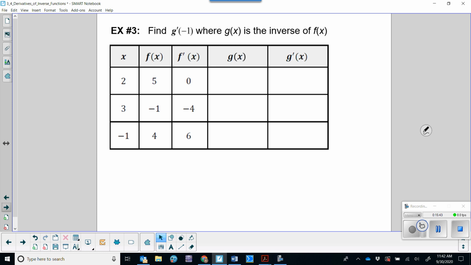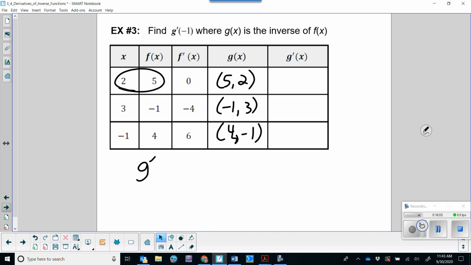So if the point is 2, 5 for x, f of x, for g of x, it would be 5, 2. And so on. So this would be -1, 3, and this would be 4, -1. So they're simply switched. You switch x and y. And then we can find the answer for g prime of -1 by noting it will be 1 over f prime of g of -1.